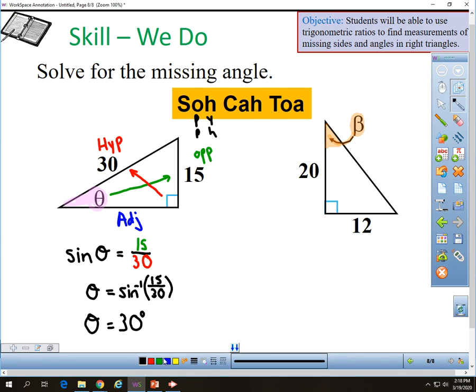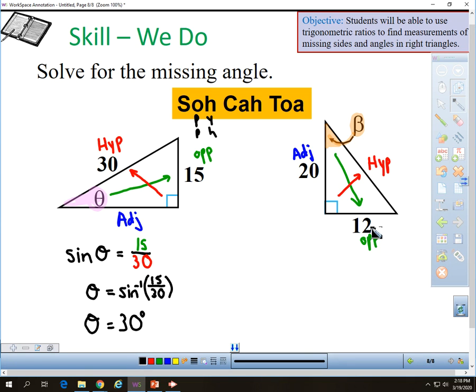Once you identify the angle of reference, the next step is to classify the three sides. Across from the angle of reference, we have the opposite. In this case, it's 12. Here is the 90-degree angle. Across from the 90-degree angle, we have the hypotenuse. And the third side is known as the adjacent.